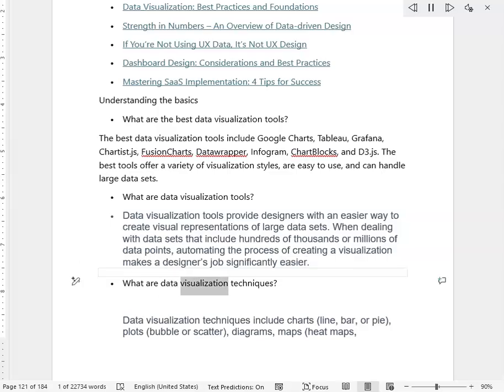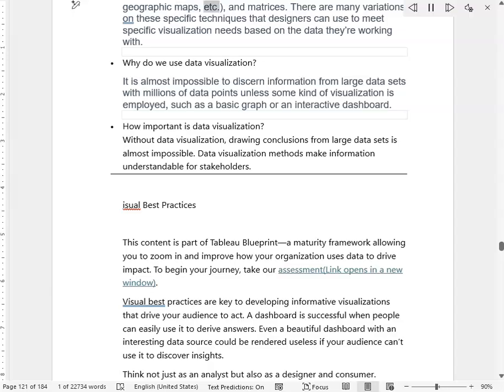What are data visualization techniques? Data visualization techniques include charts, line, bar or pie, plots, bubble or scatter, diagrams, maps, heat maps, geographic maps, etc., and matrices. There are many variations on these specific techniques that designers can use to meet specific visualization needs based on the data they're working with.